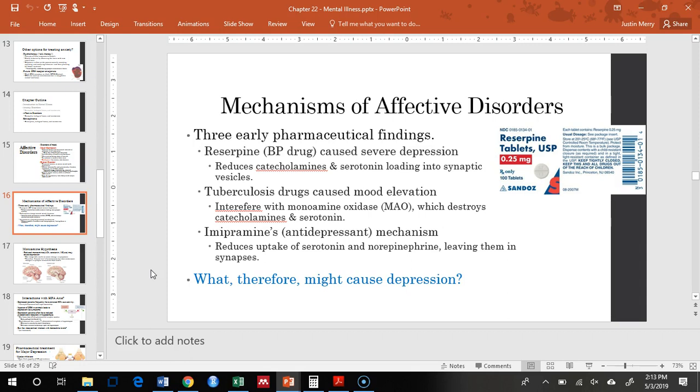one way to do this is, based on other pharmaceutical studies, when people have been given drugs that cause a change in mood, we can look and see if that's associated with some common mechanism. So we talked about reserpine, which is a blood pressure drug that affects catecholamines, like acetylcholine, and serotonin, and how well those load into synaptic vesicles. If you give people this, it can sometimes cause severe depression. There are tuberculosis drugs that interfere with an enzyme, monoamine oxidase, that destroys these same kinds of neurotransmitters, catecholamines, acetylcholine, and serotonin. And it also affects mood. So if you get rid of, how does this work?